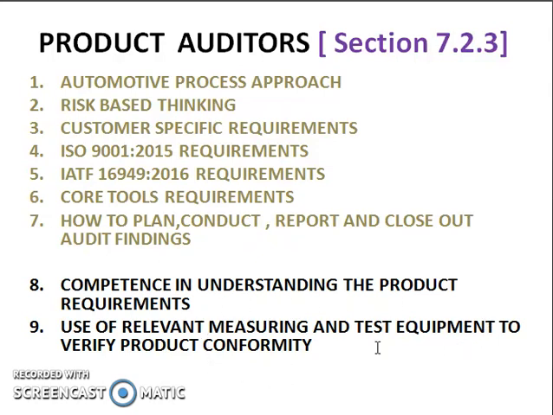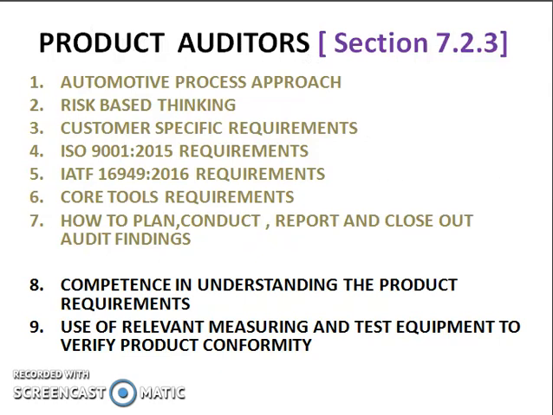and at the same time he should be able to use the relevant measuring and test equipment like vernier calipers, digital vernier, micrometer, dial gauge, go-no-go gauge, slip gauge, whatever has been mentioned in the control plan, he should be able to use and verify the product conformity. That means he should be able to physically check the product. Unless he has that competence, he cannot be a product auditor.